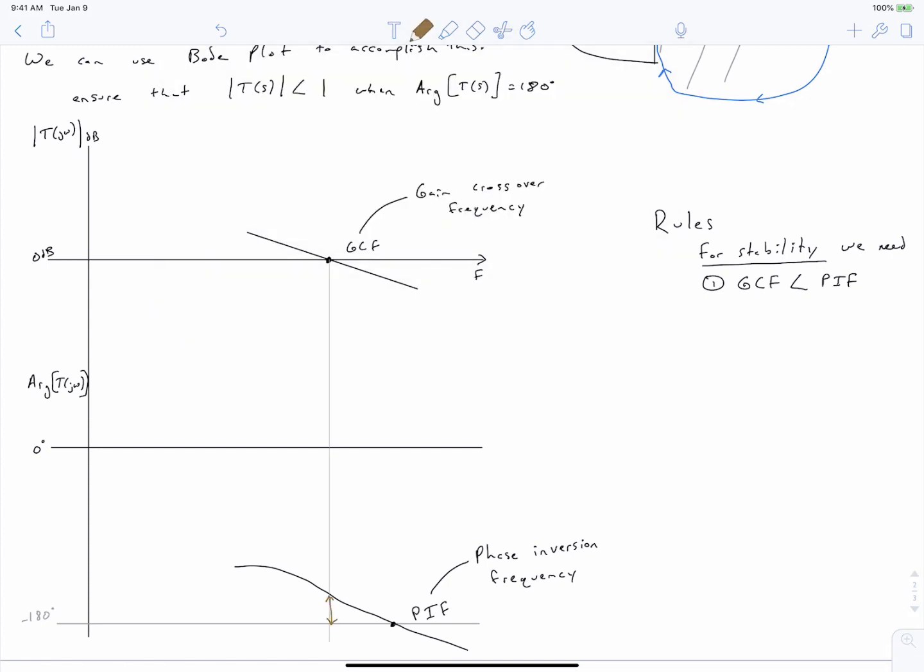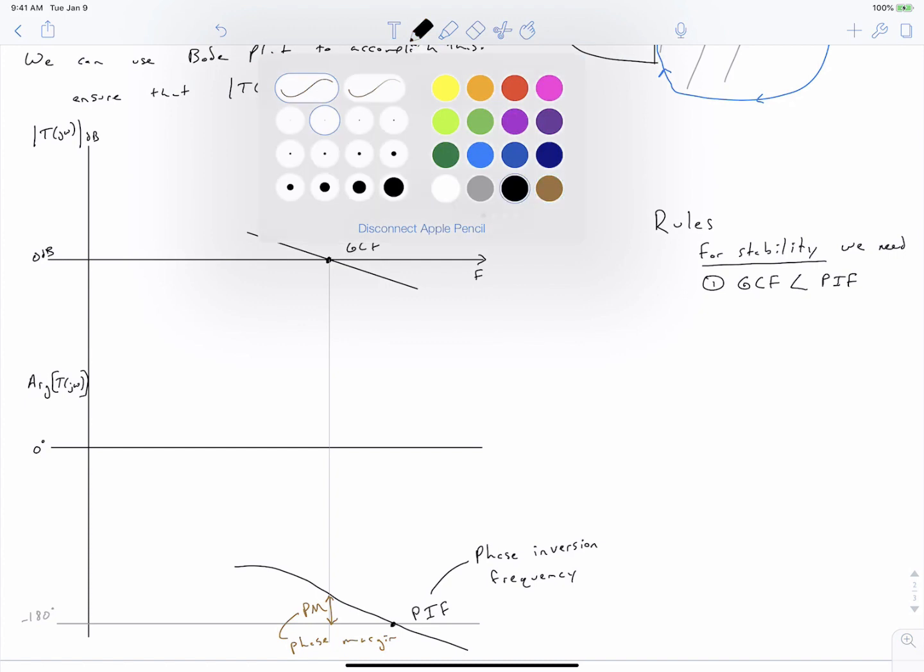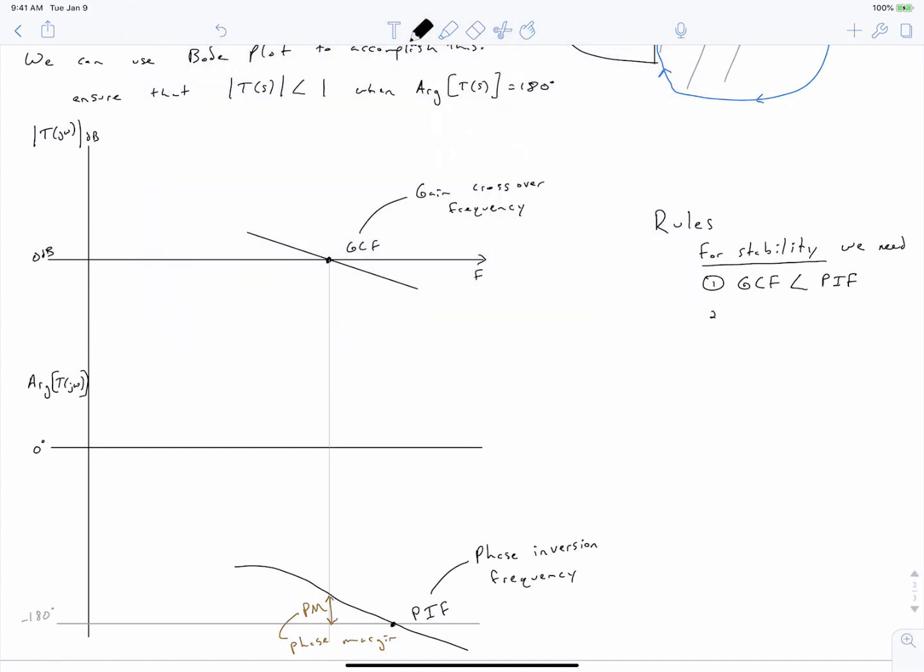So when our gain does crossover, at our gain crossover frequency, we have some phase angle, and that phase angle has got to be above negative 180 degrees, and we define the number of degrees that it is above negative 180 degrees as our phase margin. So PM, which stands for phase margin. And for stability, we need the phase margin to be greater than 0 degrees. So that means that to the left of our gain crossover frequency, the phase angle of T of j omega is greater than negative 180 degrees.